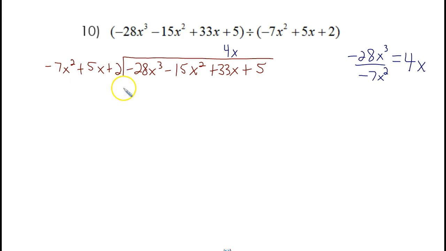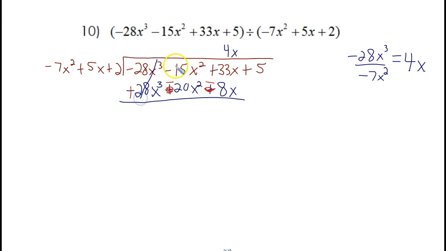And then I multiply 4x times all three of these terms over here. 4x times negative 7x squared is negative 28x to the third power. 4x times 5x is positive 20x squared. 4 times 5 is 20, x times x is x squared. 4x times 2 is positive 8x. When I subtract, all the signs change, so that's going to become plus 28x to the third minus 20x squared minus 8x.